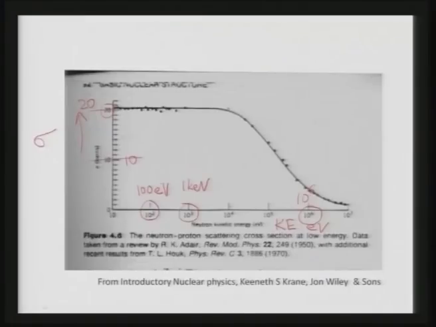And then you can see the points are here. Look at low energies. We are interested in low energies, so that only L equal to 0 is operative. At low energies, the experimentally measured value is around 20 barn, okay. This is the data I have taken from this book, Introductory Nuclear Physics by Kenneth Crane, and they have taken this data from these papers, Reviews of Modern Physics 22, 1950 and additional results in Physical Review C, 1970.